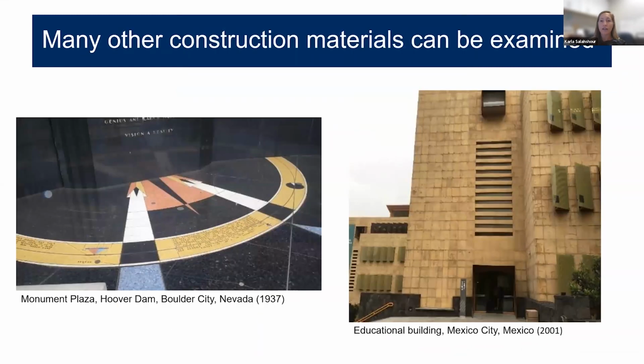And so I want to note that there are many other construction materials that can be examined and tested in the laboratory beyond just mortar and concrete. Such materials may be dimension stone, brick, coatings, aggregate. For example, terrazzo even. We've looked at the terrazzo at Monument Plaza at the Hoover Dam that was constructed in 1937 on the left, or even recently constructed cast stone panels shown on the right in an educational building in Mexico City.